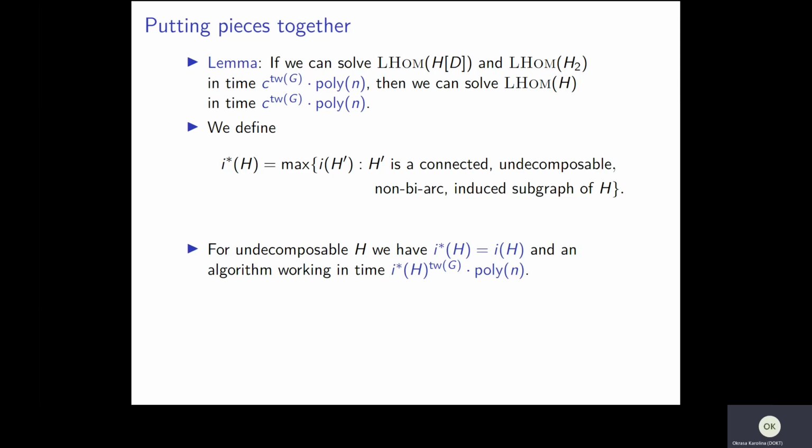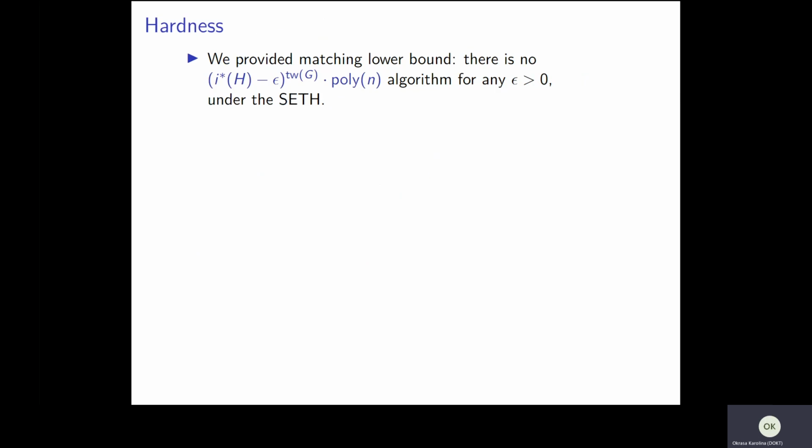Yep, and so we just solve it for the undecomposable graphs and for bipartite graphs because it's polynomial, and then glue the solutions to obtain a solution for a graph which was decomposed. Okay, so I agree that this parameter might look strange, but on the other hand, we managed to do a reduction which says that this bound is essentially optimal.